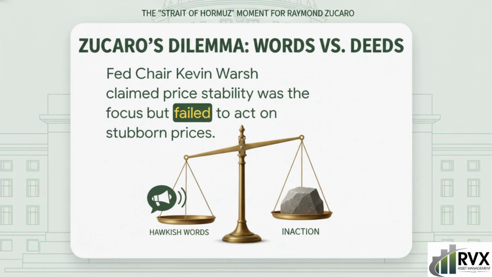What unfolded was a really jarring contrast between his words and his actual deeds. Back in June, during his first meeting, Warsh was incredibly hawkish, projecting strength against inflation. But in July, despite explicitly claiming that price stability remained his primary focus, he completely failed to act in any tangible way on stubbornly high price levels. This tight-lipped, contradictory style left the market totally confused. For a central bank, credibility is your most valuable asset, and allowing a widening gap between tough talk and passive policy just creates immense macroeconomic anxiety.